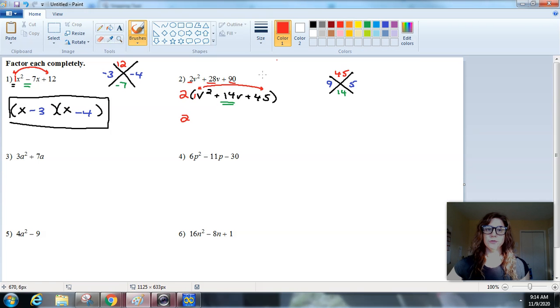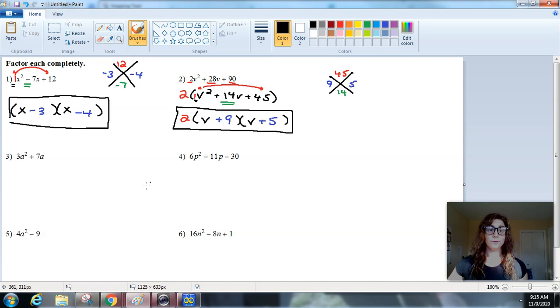So the GCF 2 drops down. And then again, this was a 1 here, so I can do that shortcut. Split it, one set with a v in each. And then again, my factors that I found, the positive 9 and the positive 5, get placed in my back terms there.